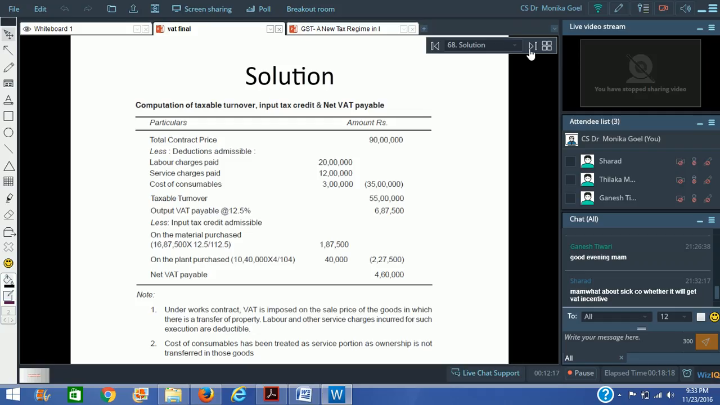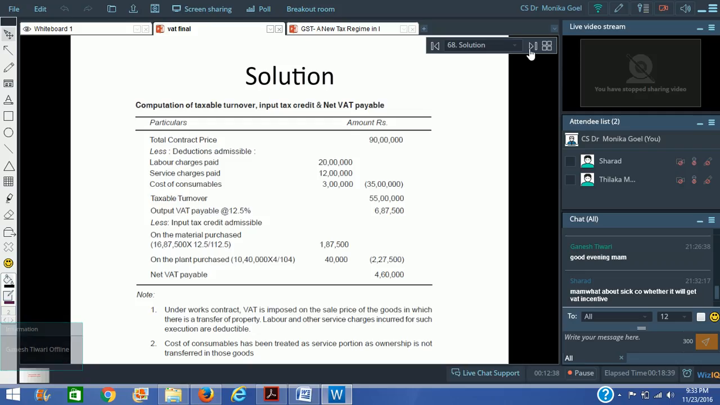As against that, we have got the input tax credit. It is on material worth rupees 16,87,500. Because it is inclusive of tax, we find out the amount which is exclusive of tax, and then we find out the VAT amount involved. So 1,87,500 is the amount of VAT in this particular case.